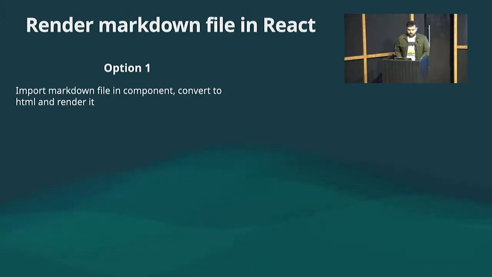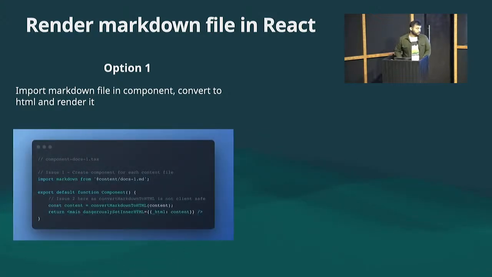Option 1 was to just import Markdown into a component, convert that to HTML, and just render it. If you look at the code here, this is just pseudocode. We are importing the Markdown from a content file. Then we are using our Markdown-based parser to convert it into content, and then we are injecting it into our React tree. So that was our first option. This would allow us to continue using whatever plugins or extra custom components that we already support, while we change our underlying system.